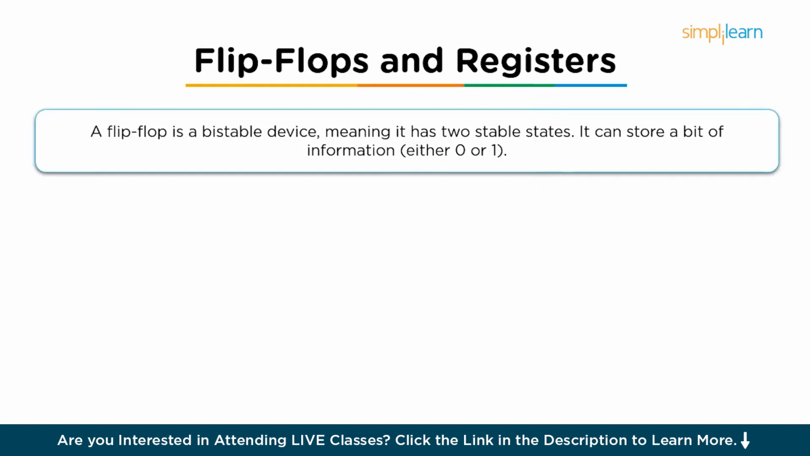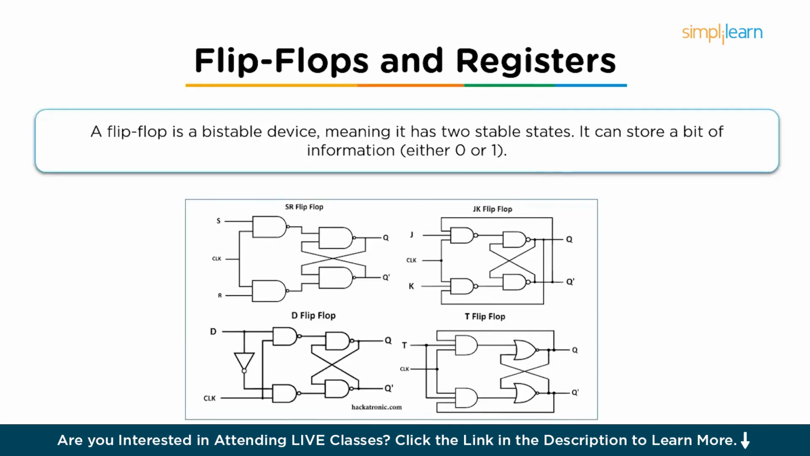The state of the flip-flop is controlled by clock pulses, which allow it to change its state at specific times. Flip-flops are used to build more complex memory elements like registers, which can store multiple bits of data. There are different types of flip-flops, like the SR flip-flop. The SR is set reset. The flip-flop has two inputs, one is set and another is reset. And the D flip-flop, the D means data flip-flop, captures the value of input on the rising edge of the clock signal. The input data is transferred to the output when the clock pulse is received.